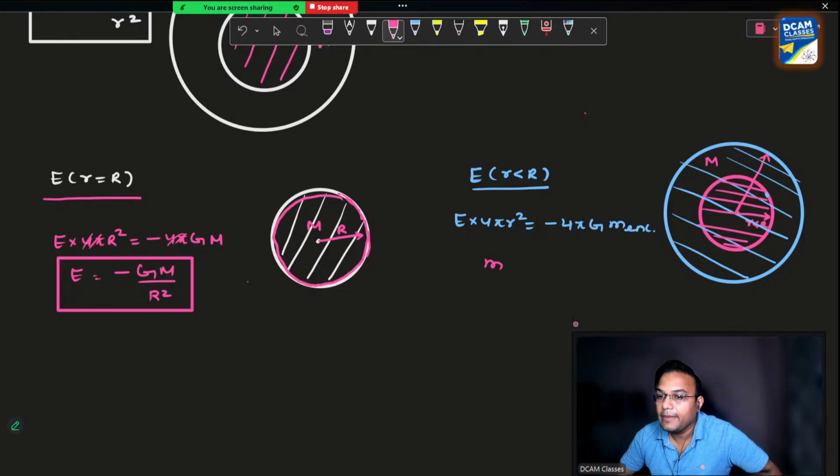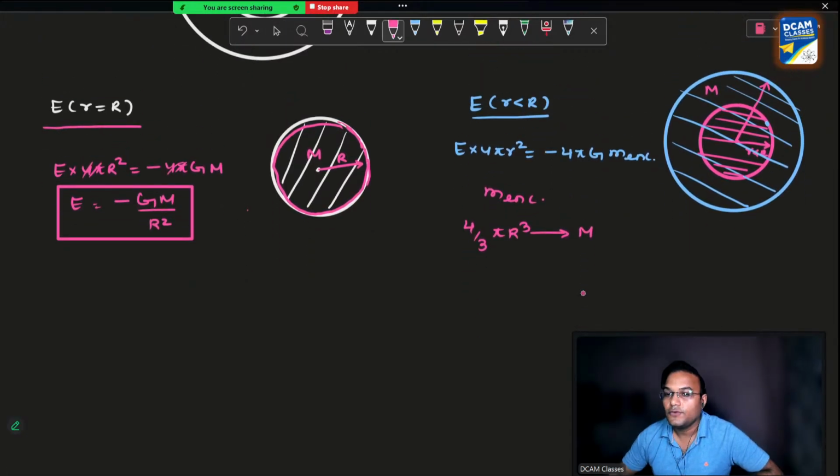To find out M enclosed, for 4 by 3 pi capital R cube volume, the mass is capital M. So for the volume of 4 by 3 pi small r cube, what will be the mass? M by 4 by 3 pi capital R cube into 4 by 3 pi small r cube. Is it okay? Yes, sir. So I'll put this value at M enclosed and I'll get the result.